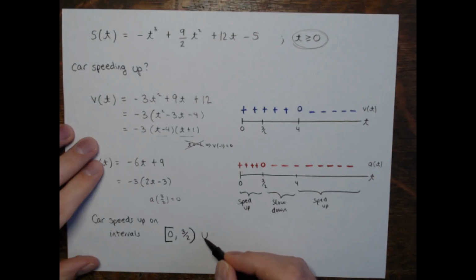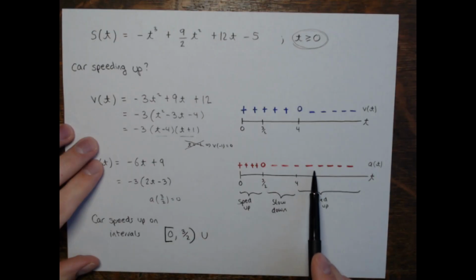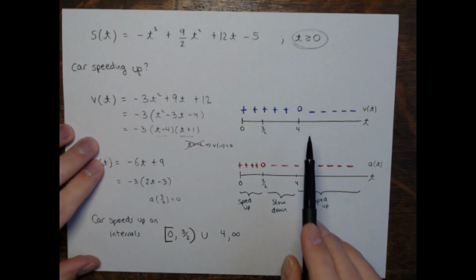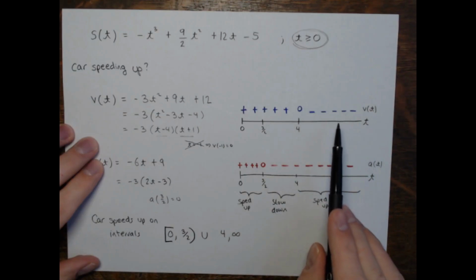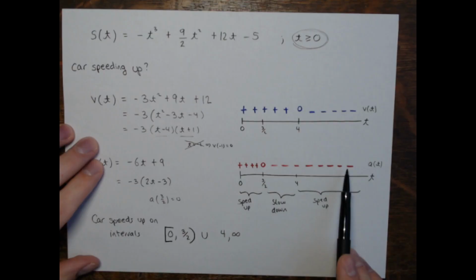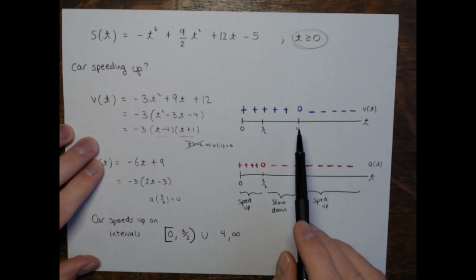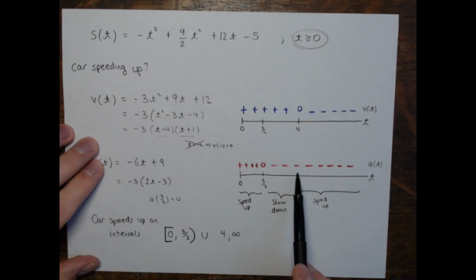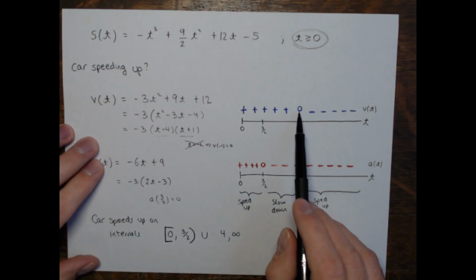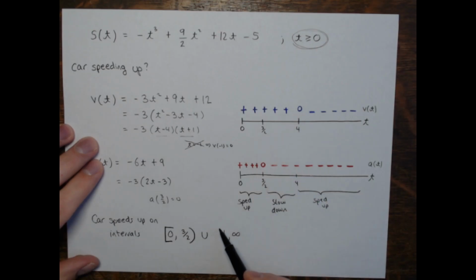But then there was this other one, right? Again, union. And then from 4 seconds onward, from 4 to infinity, the car is going left, and the wind's blowing left as well. You're going with the wind, getting sped up. They have the same sign. Now at 4 seconds, the acceleration is negative, but the velocity is 0. That's neither positive nor negative. So parentheses on that, and you always have parentheses on the infinities.